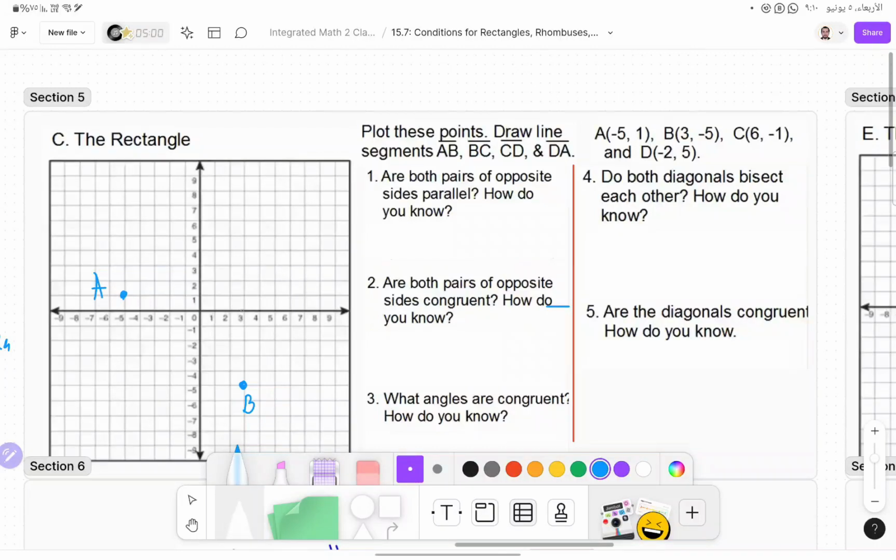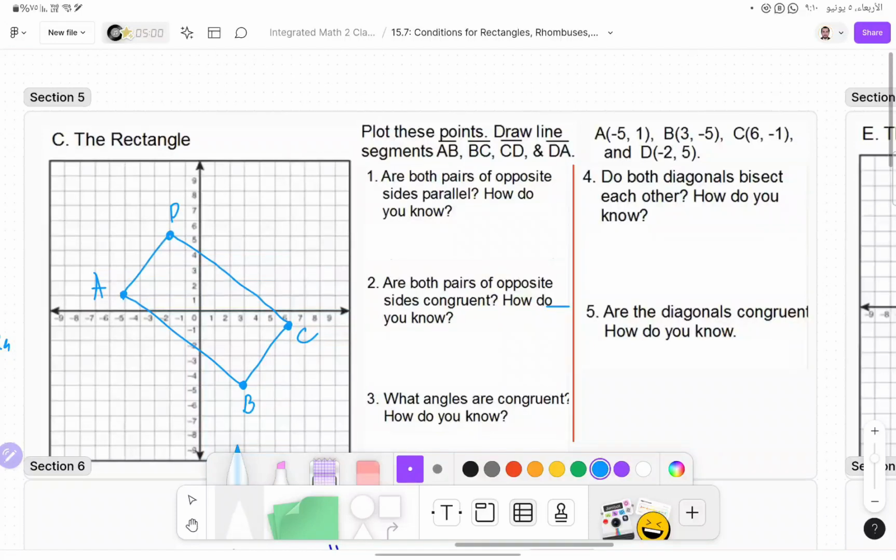Then C, 6 and -1. Then -2 and 5, here. So this one here is D, this one is C. Now let's connect the points. As you can see here, I have a rectangle ABCD.